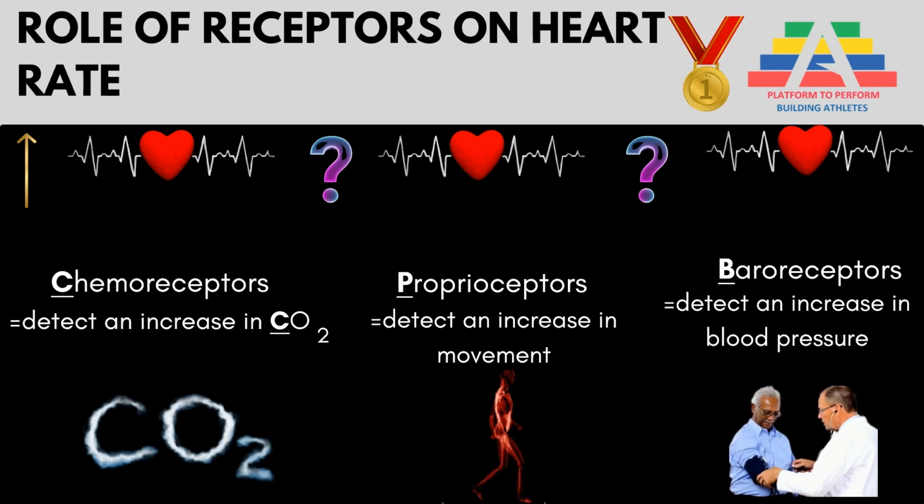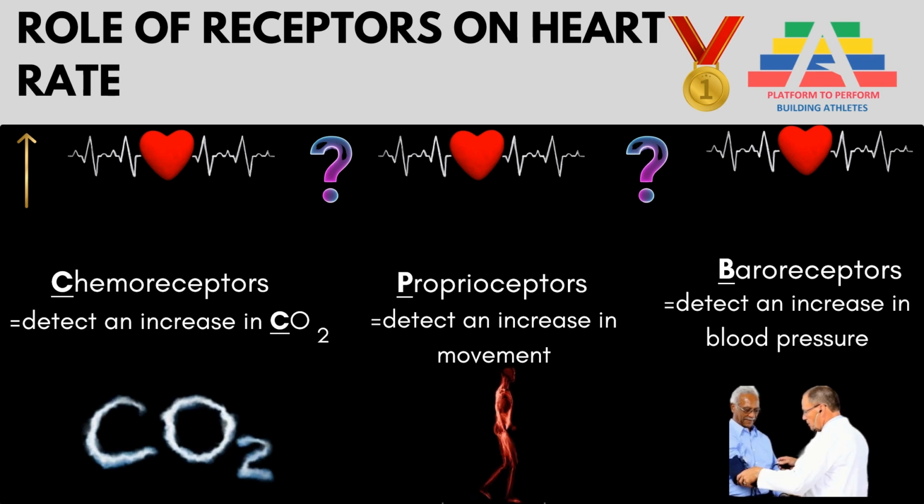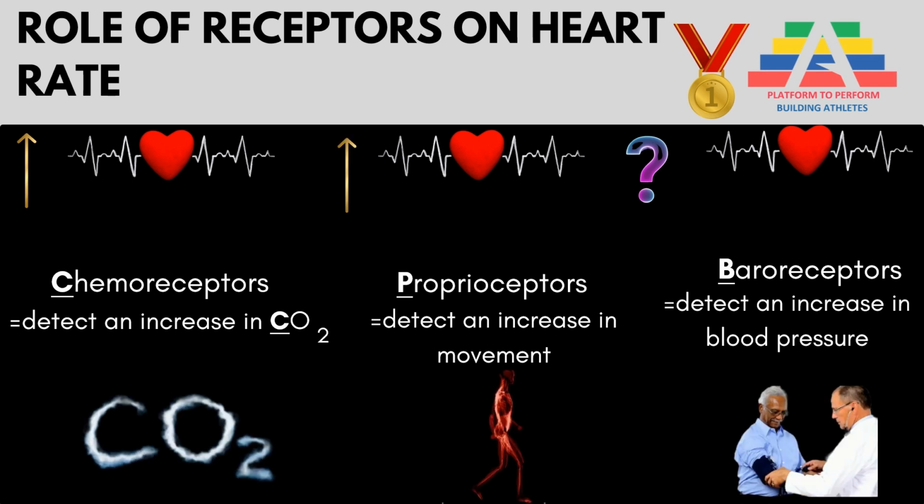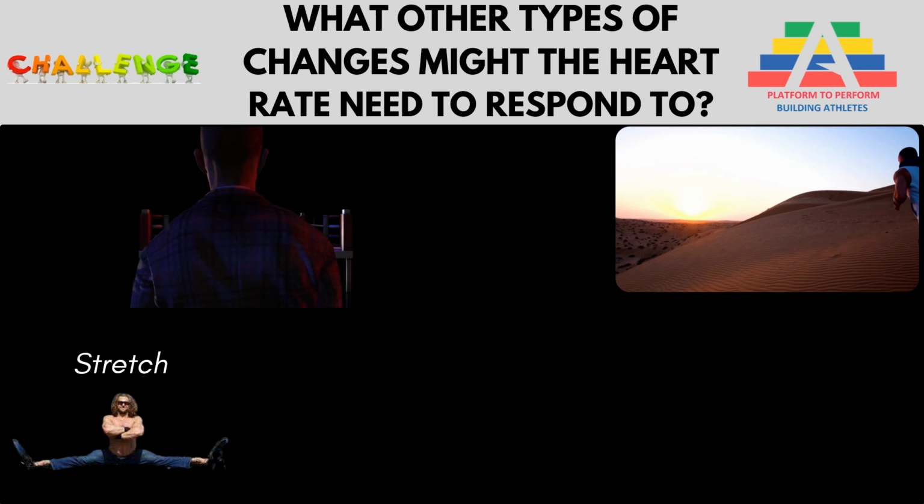Proprioceptors, which detect a change in joint positioning or movement, are going to cause the heart rate to increase. So when we're moving more, we obviously need our heart rate to go up so we can get more oxygen to the working muscles. Finally, the baroreceptors detect an increase in blood pressure. When blood pressure goes beyond the set point, that's when it's going to want to bring blood pressure back down, to start bringing changes in the heart rate.